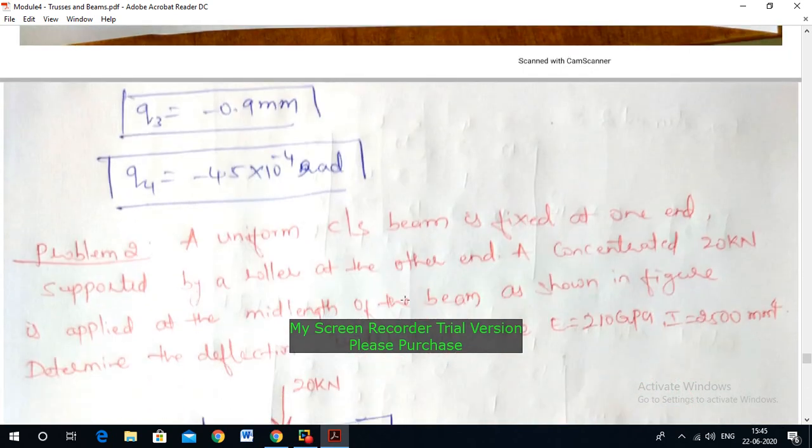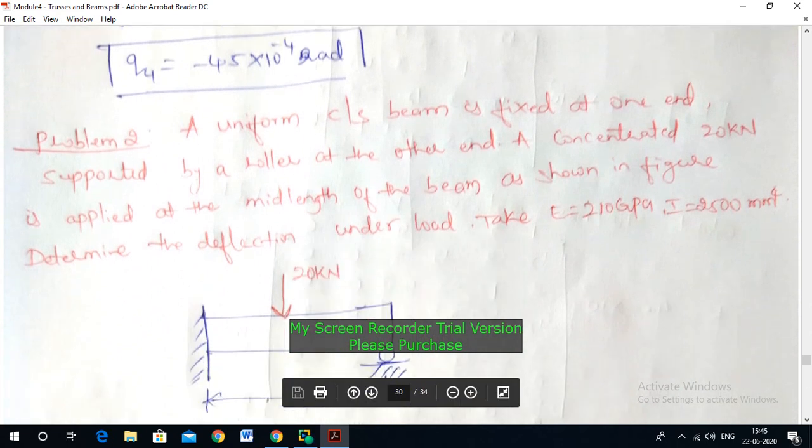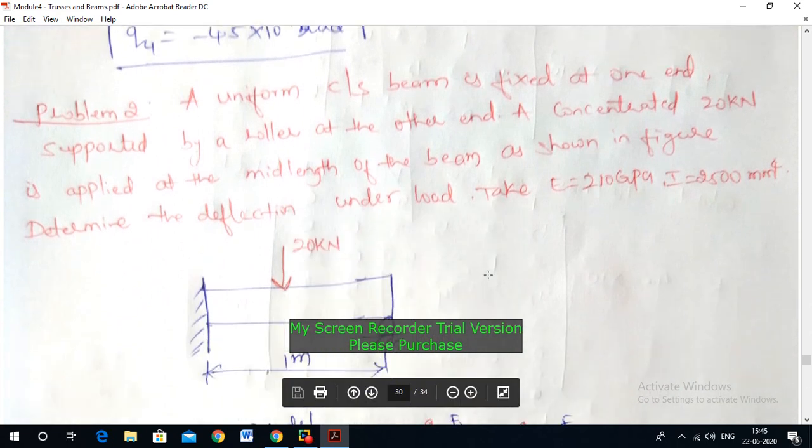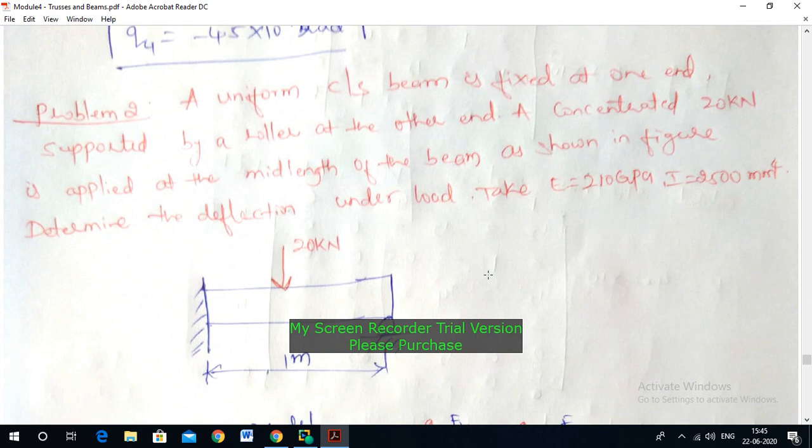Next, the second problem. A uniform cross-sectional beam is fixed at one end and supported by a roller at the other end. A concentrated load of 20 kilonewton is applied at the middle length of the beam, as shown in the figure. Determine the deflection under the load. Take the modulus of elasticity as 210 gigapascal, and the moment of inertia as 2500 mm to the power of 4.